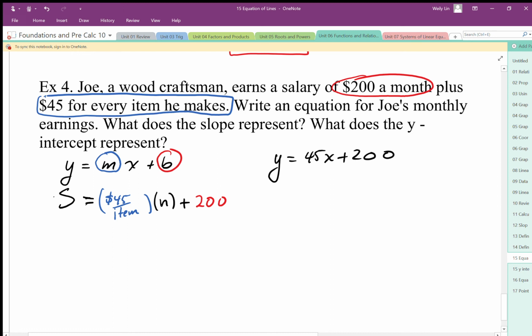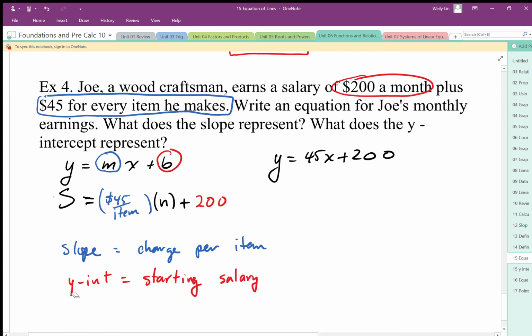So the slope represents, in this case, the charge per item, and the y-intercept represents the starting salary. And the y-intercept has to have the same units as the y value, or my dependent variable, salary. So the y-intercept can't be items, it has to be something to do with money.